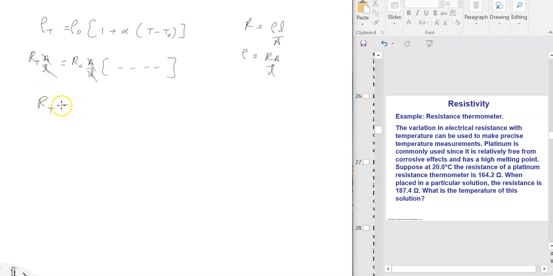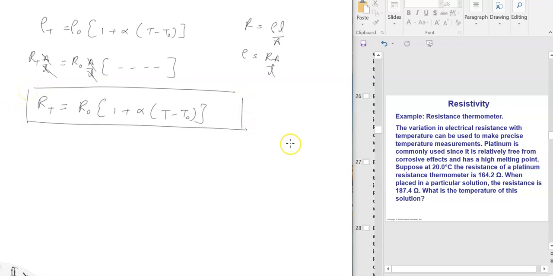Resistance at any temperature equals resistance at 20 Celsius, or the standard given temperature, times (1 + alpha (T - T_0)). This is also equally or even more useful. So resistance at a given temperature is resistance at standard temperature times, within brackets, all that.